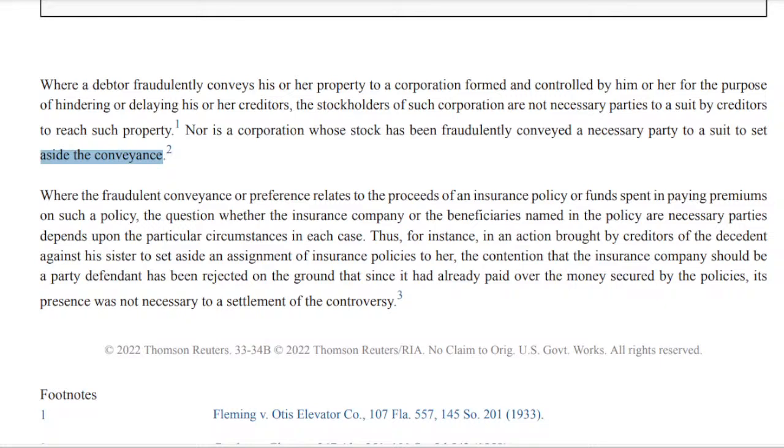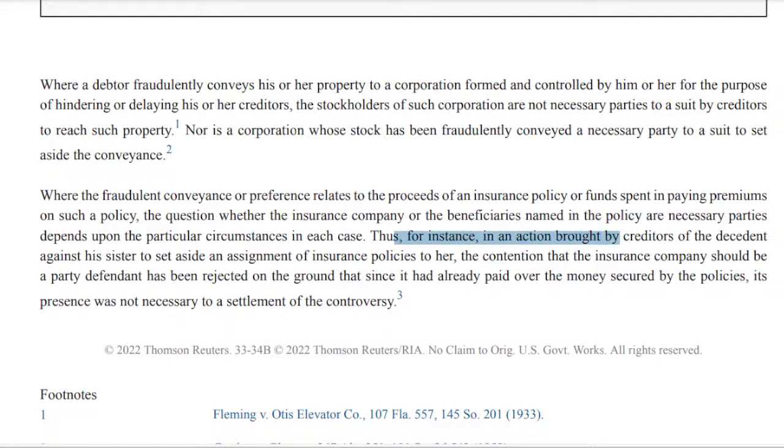Well, that's convenient. Where the fraudulent conveyance or preference relates to the proceeds of an insurance policy or funds spent in paying premiums on such a policy, the question whether the insurance company or the beneficiaries named in the policy are necessary parties depends upon the particular circumstances in each case. So the particular circumstances are going to determine whether you're going to be naming the beneficiaries as necessary parties. All right, let's see who else they're going to name here. We're just talking about the beneficiaries at this point.